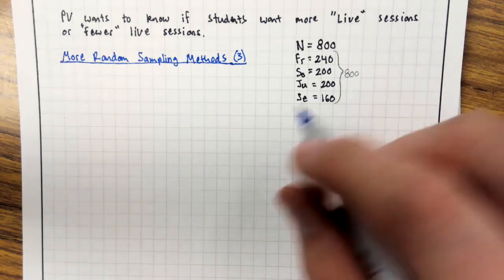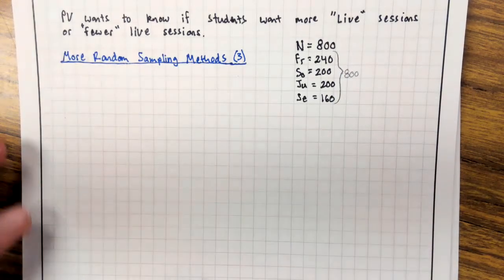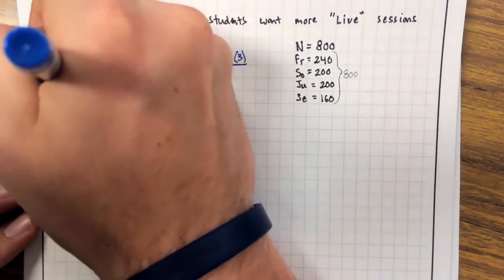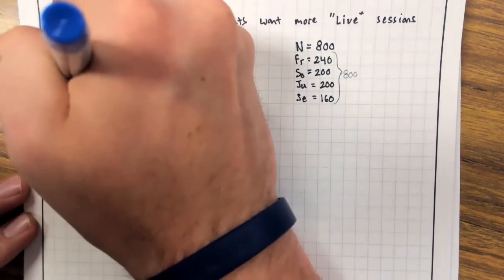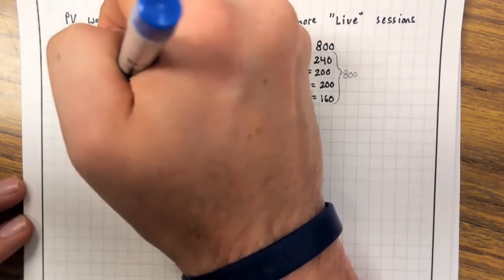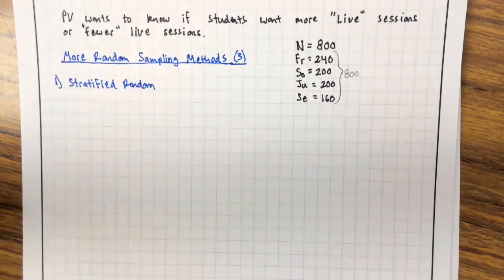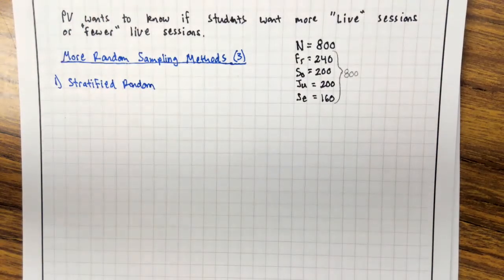So these random sampling methods, there's three altogether. The first one we'll talk about is the stratified random sample. Stratified random sample. Not an SRS, but this one is stratified. So what you do in a stratified random sample, well, let's get some more information actually.